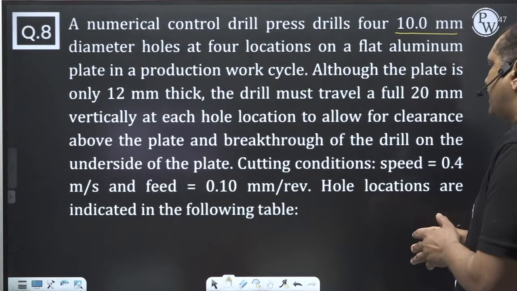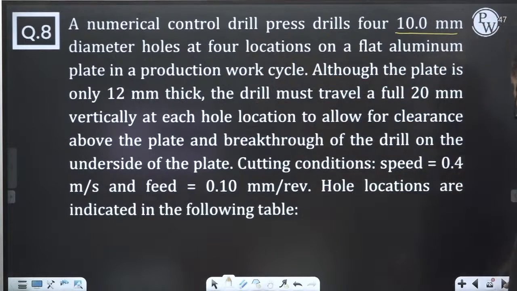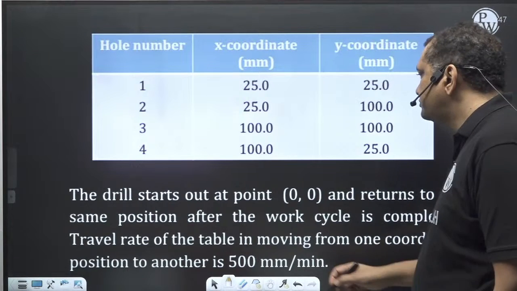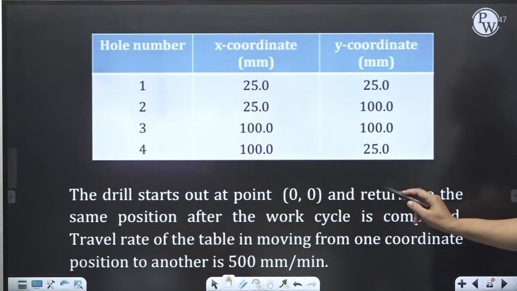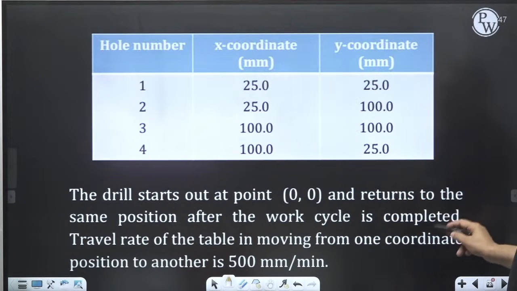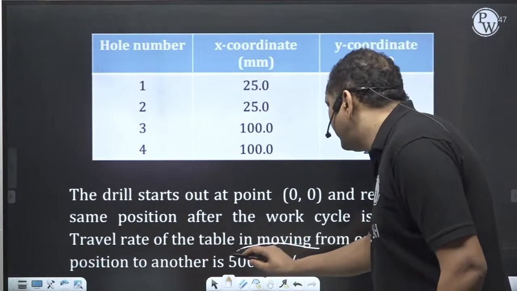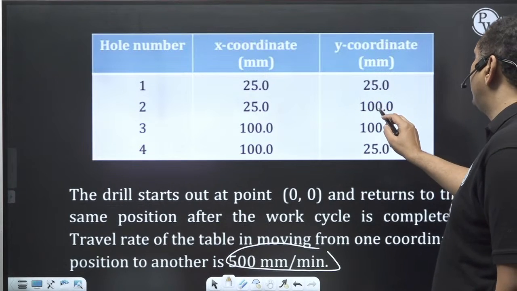Hole locations are indicated in the following table. So whatever data was given, I have written. These are the hole locations. Drill starts at 0.00 and returns to the same position after the work cycle is completed. The travel rate of the table, moving from one coordinate position to another, is 500 millimeters per minute. So 25, 25, 2500, 100, 100.